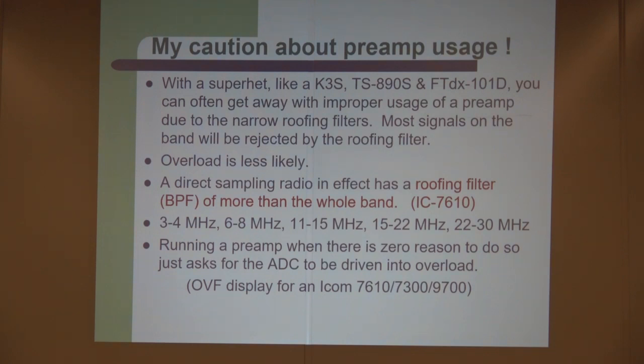The tracking preselector in the 7610 will help. The 7300 doesn't have one. And so this is the reason that we have to manage our gain with the direct sampling radios more carefully. We can be lazy with the K3, turn on the preamp, ignore it, because that roofing filter saves our butt. But not so with the newer radios.